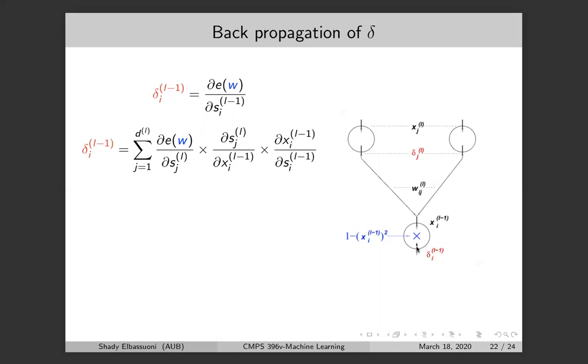So what is delta i of L minus 1? It's the partial derivative of the error, the complete error, with respect to the signal at this neuron. So it's the partial derivative of error of W by Si of L minus 1, where Si of L minus 1 is the signal at this neuron.